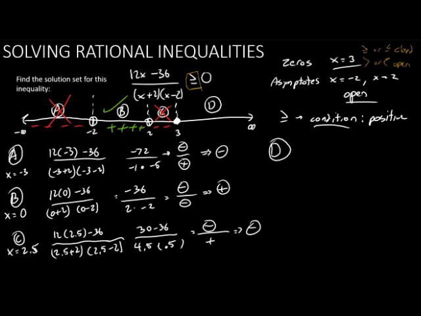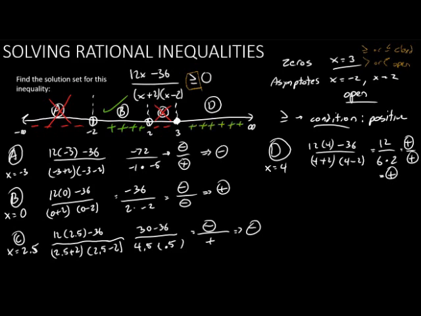Finally, we'll move to region D. Let's let x equal something greater than 3, and we'll try 4 here. We'll take 12 times 4, minus 36, over 4 plus 2 times 4 minus 2. 12 times 4 is 48, minus 36 will give 12. 4 plus 2 is 6, times 4 minus 2, which is 2. So notice we have a positive on top, and 6 times 2 is still positive on bottom. So region D returns positive, and that will be part of the answer because that matches the condition.